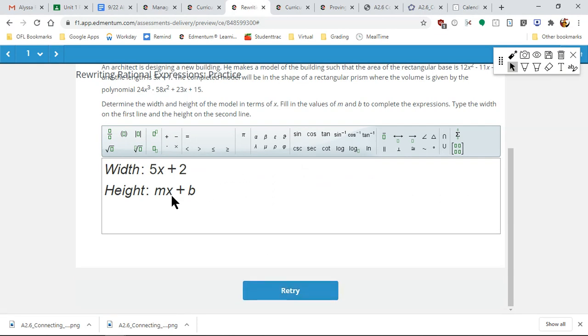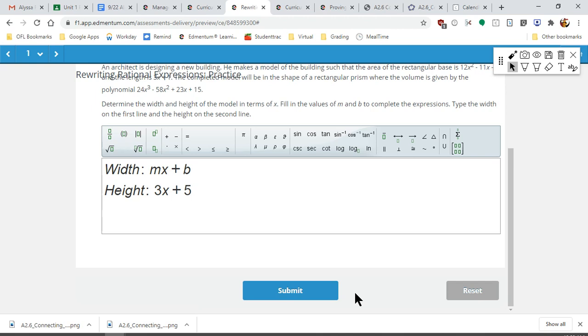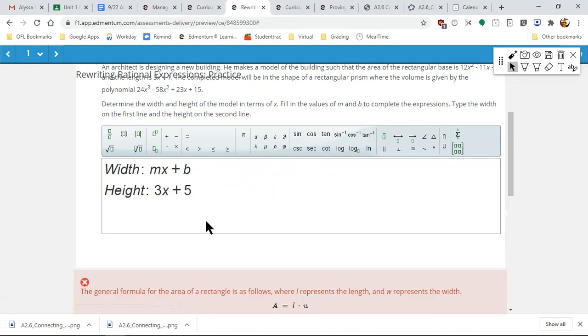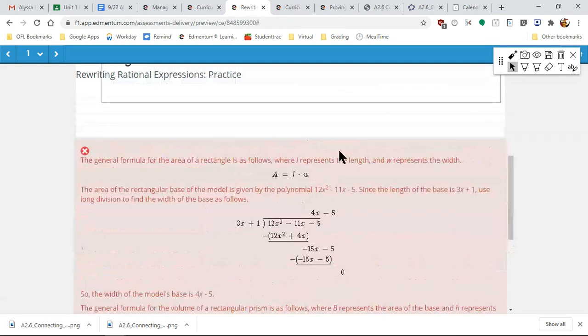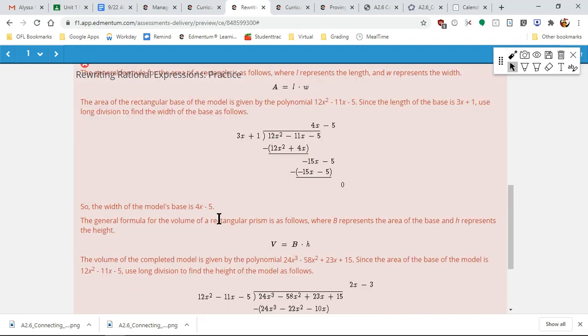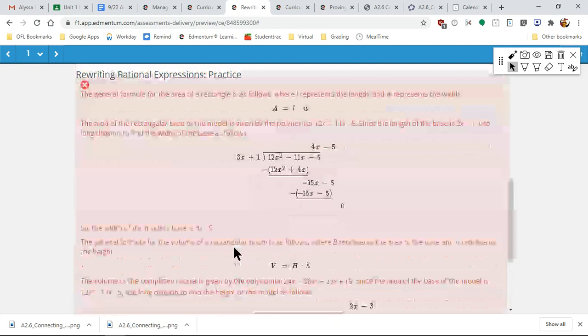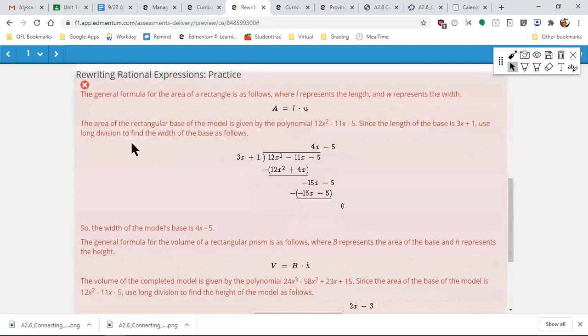And it's going to say, hey, you're wrong. Try again. So you can retry these a bunch of times. This is the time for you guys to just mess up and try to understand what's going on. And they'll tell you how to do it. So read this. Don't just be like, oh, I got it wrong, let me go to the next one. Read this and understand what's going on.